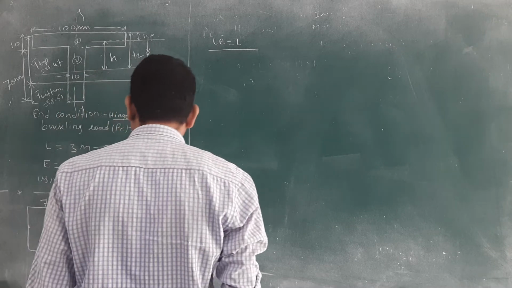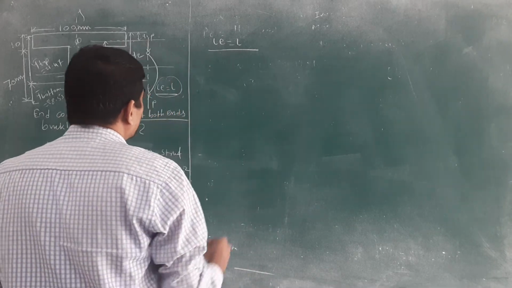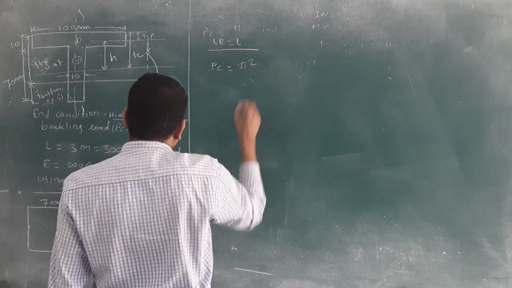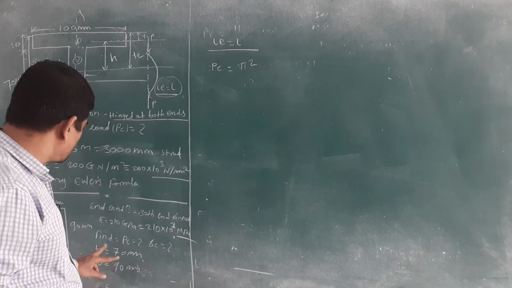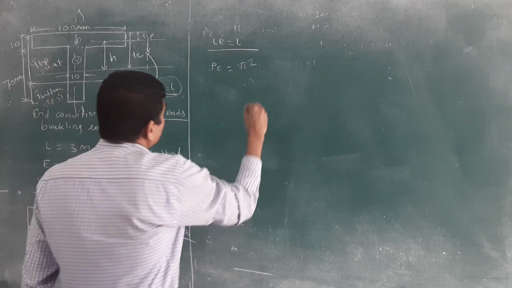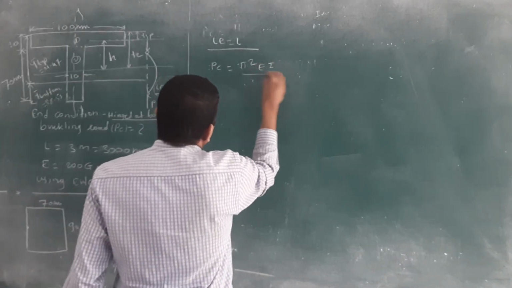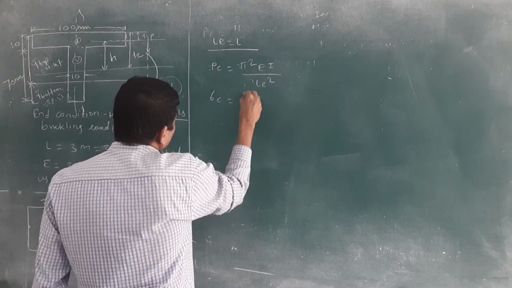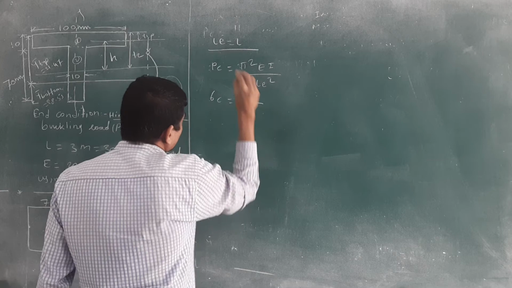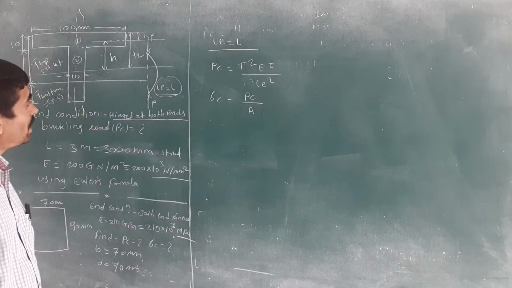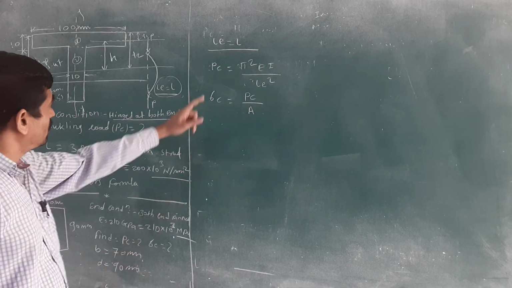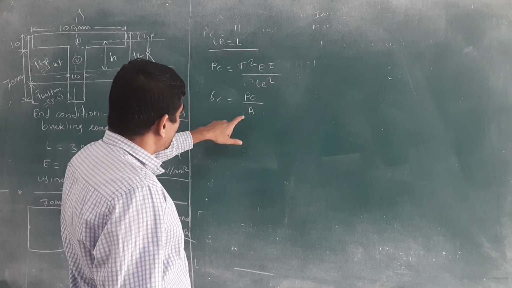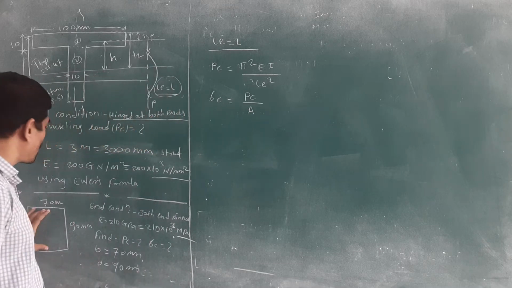Then how do we find these values? Think reversely. We know PC is equal to pi square EI divided by L square. And sigma C is equal to PC divided by the cross-sectional area. First, sigma C is equal to PC by area. The area is known for that rectangular bar.